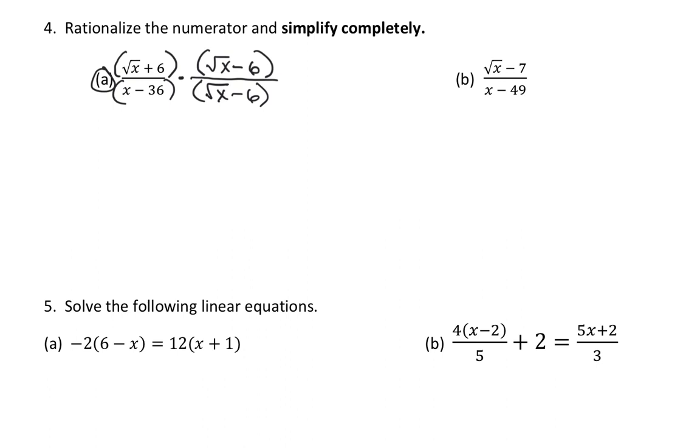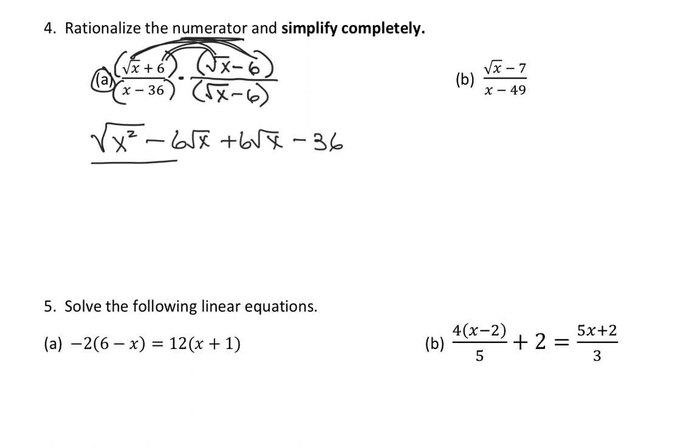Just like the last one, only multiply out the numerator, since this is the one we're trying to simplify. It's the numerator. So we have first: square root of x times square root of x, square root of x squared. Outer, inner, and finally, last, 6 times negative 6. And there we go. On the bottom, no need to multiply that out. Keep it like it is with the hopes that it simplifies.